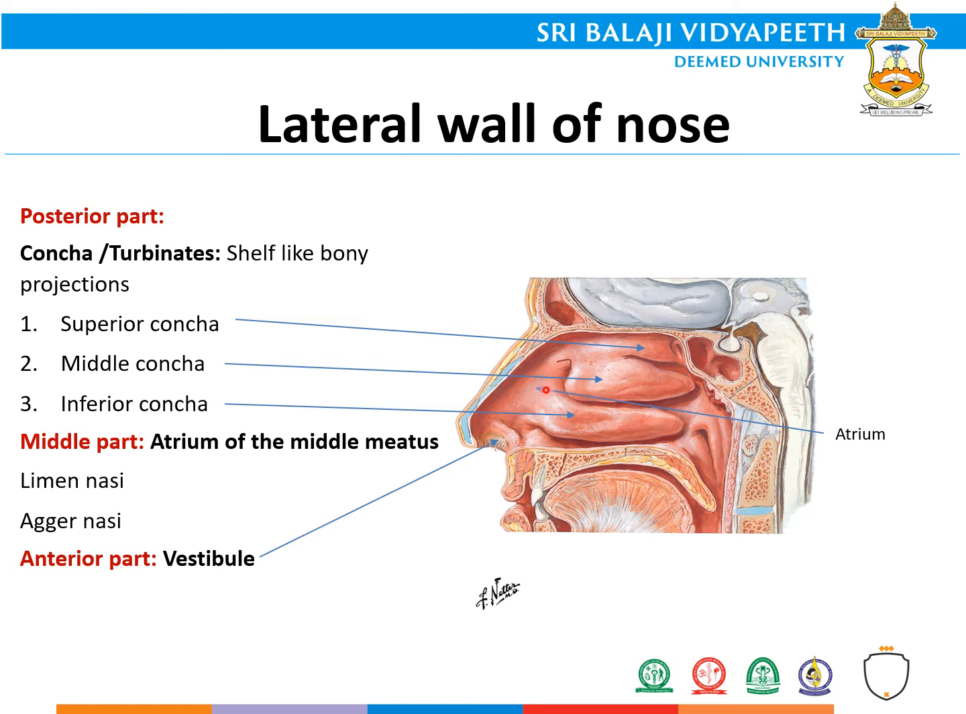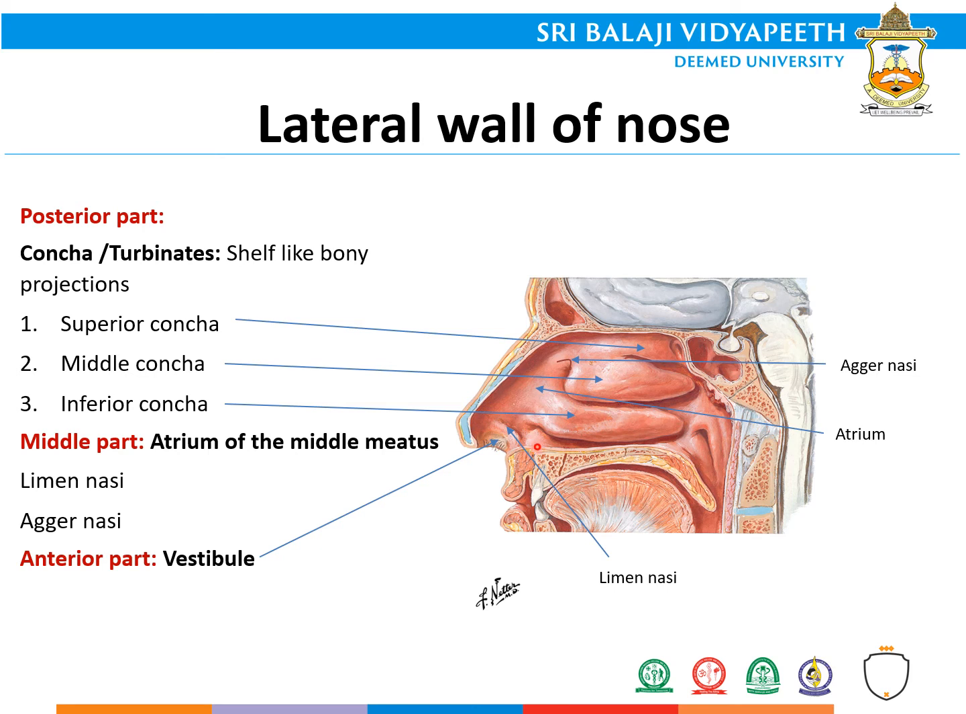And then, as I told you, the anterior inferior most part of the nasal cavity is what is called the vestibule. Now, this atrium is limited above by a ridge. This ridge here is what is called the agger nasi, right? So this ridge limits the upper part of the atrium of the middle meatus. And then you also have something called the limen nasi. Then what is this limen nasi?